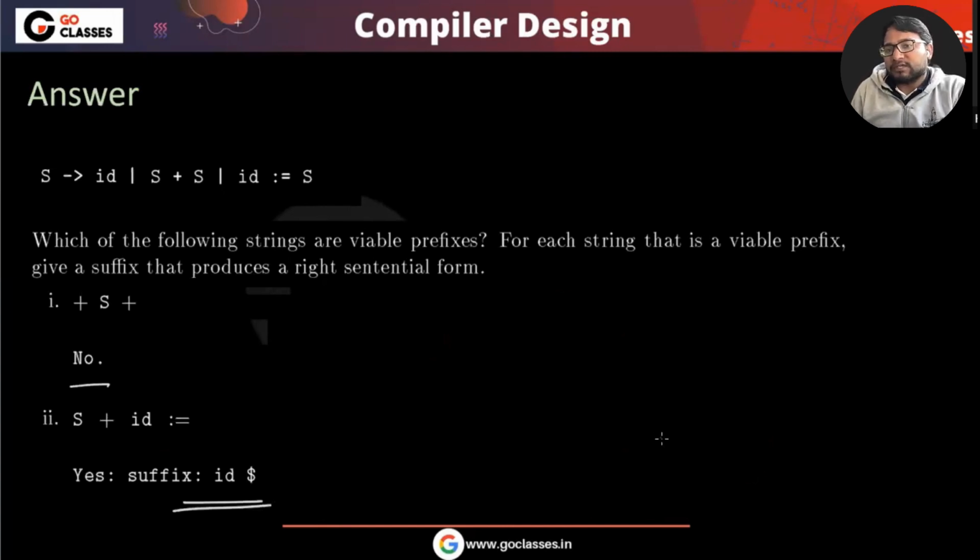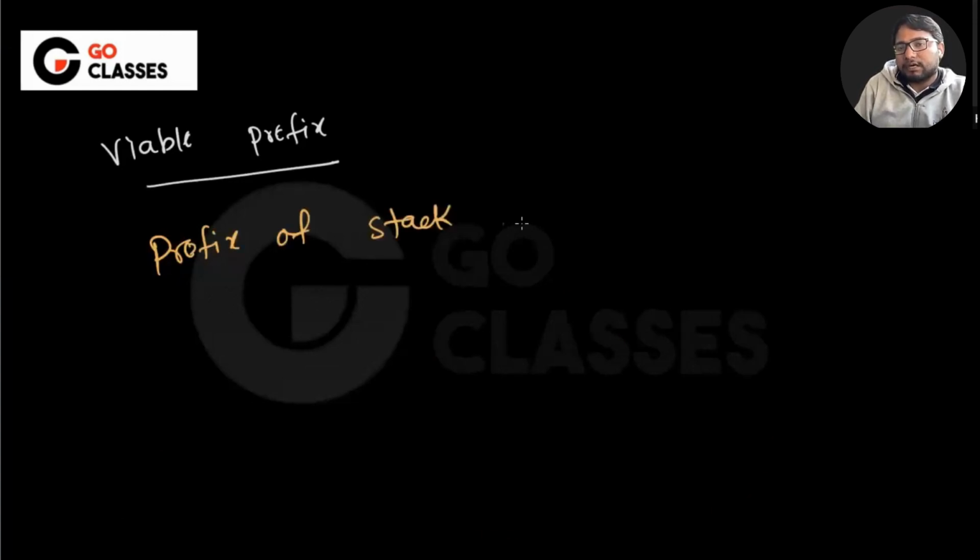So what is the viable prefix in a nutshell? What is the viable prefix? Whatever is in the stack, you can say prefix of the stack content, right? Prefix of stack content is a viable prefix.